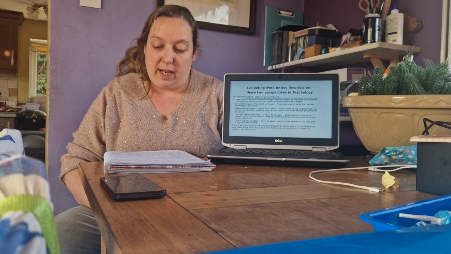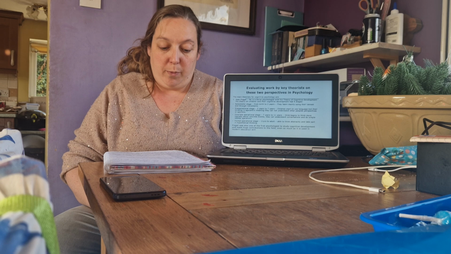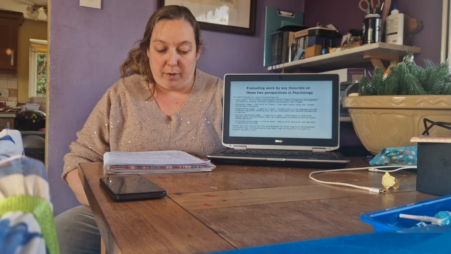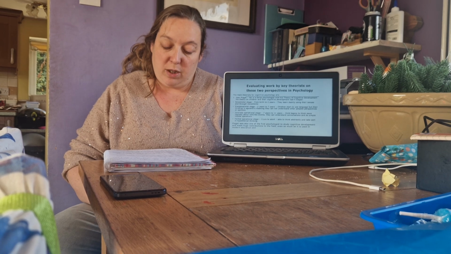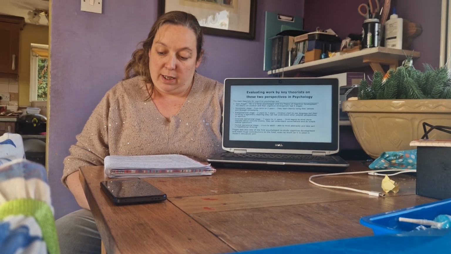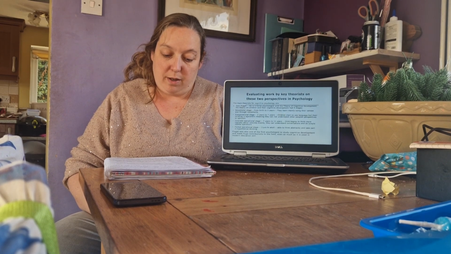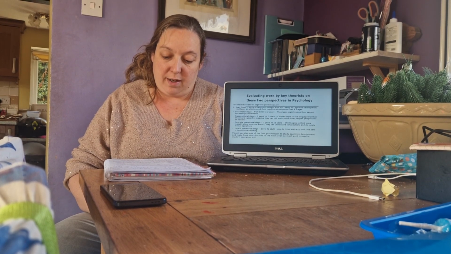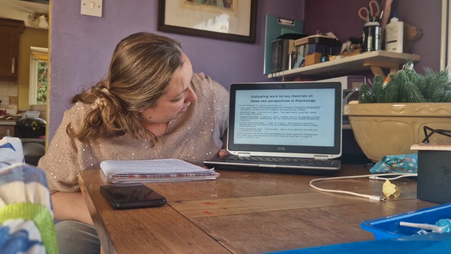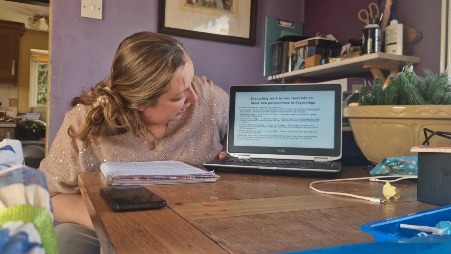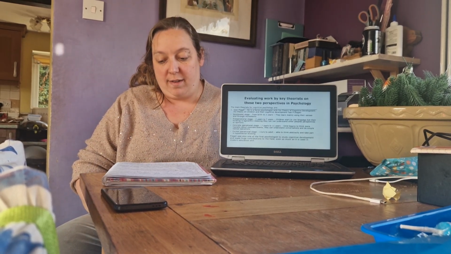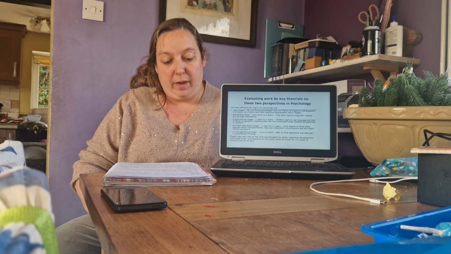The sensorimotor stage, which is from birth to 2 years, where they learn mainly by using their senses and through movement. The pre-operational stage, which is from 2 years to 7, where children start to use language, but their thinking is still egocentric, which means that they cannot see or understand other people's perspectives.